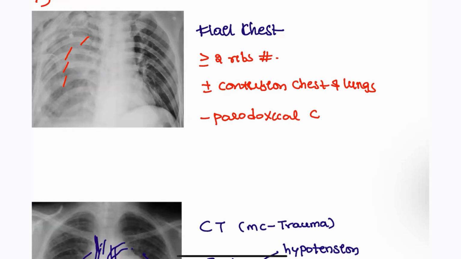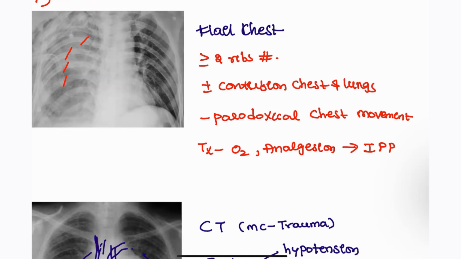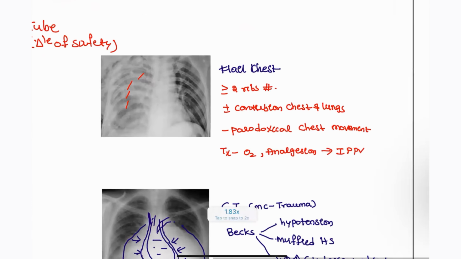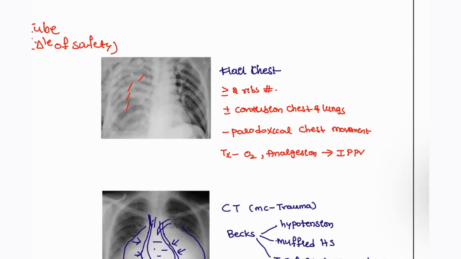And clinical features, there will be paradoxical chest movement. Paradoxical chest movement will be seen in this patient. Okay, and the treatment of choice for this patient is O2 and also analgesia as needed, and we can go for intermittent positive pressure ventilation as soon as possible before we proceed to the surgical fixation for this patient.